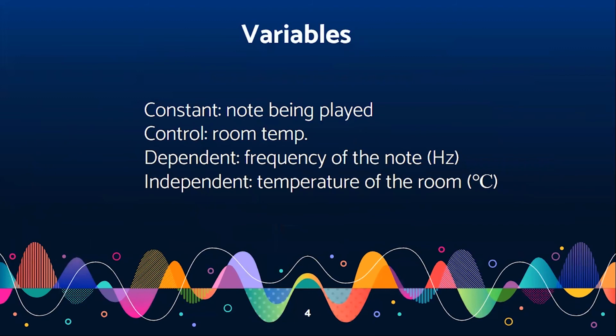So the constant variable is the note being played, the control is the room temperature, and the dependent variable is the frequency of the note, and the independent variable is the temperature of the room.